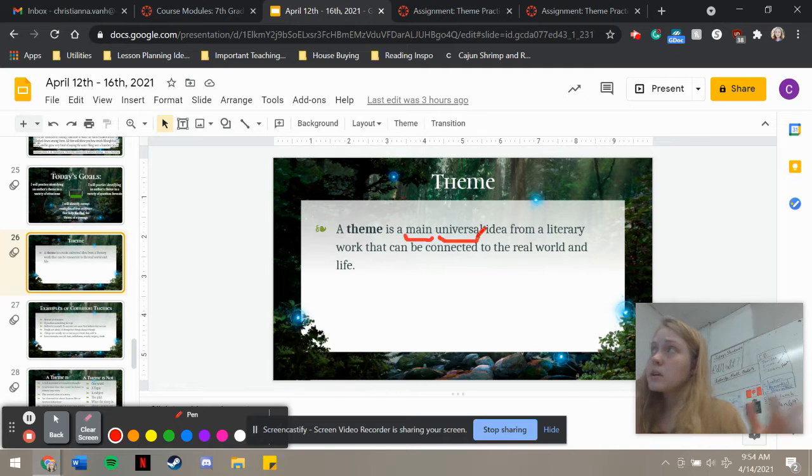All right, literary work is anything like a poem, a story, a short story, a novel, anything that we read ever is a literary work. So even an informational article is a literary work.